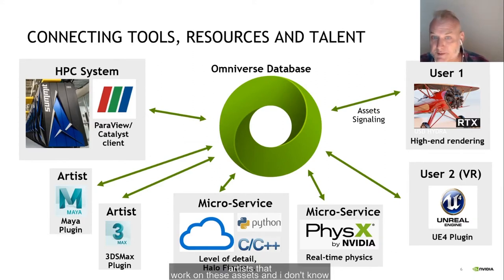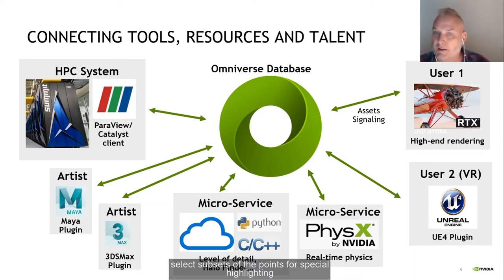But in addition, you could also have artists that work on these assets and, I don't know, select subsets of the points for special highlighting. Or you could have separate services running on these data sets, performing halo finding operations or performing some binning of the particle data to volumetric data, or any other types of services that can be run continuously on this large scale data sets. Then finally, on the user side, you could have just planar renderings, you could have VR renderings, or we can stream the results also into Jupyter notebooks. And so Omniverse enables a decoupling of the multiple components and therefore allows to build complex systems comprised of this broad range of services.